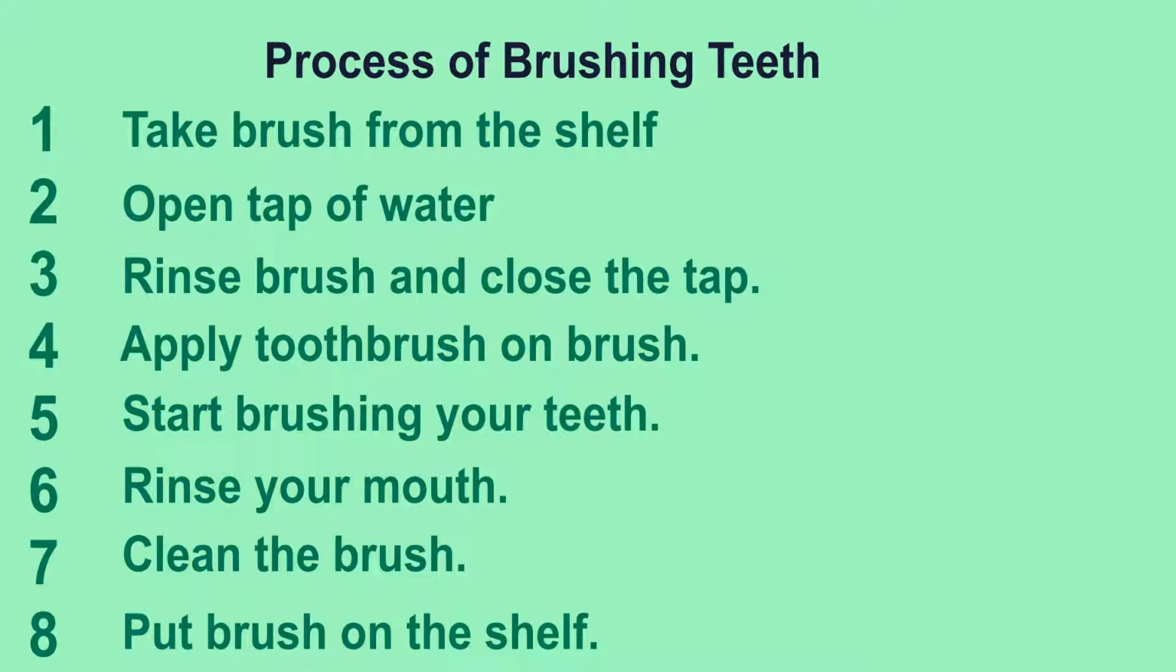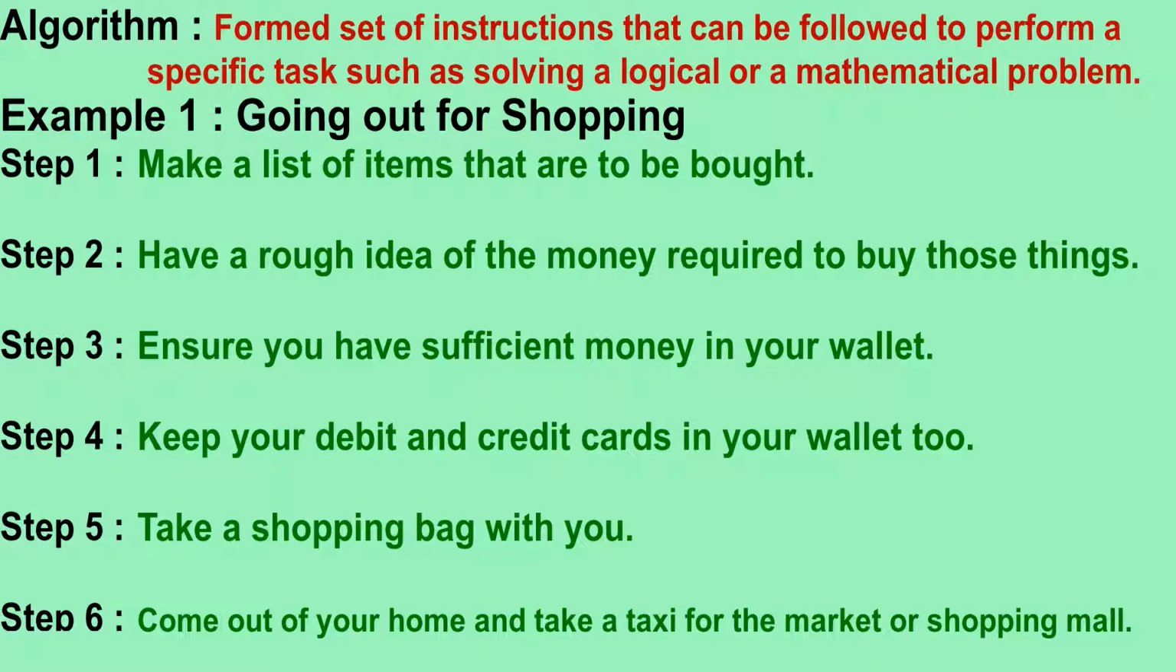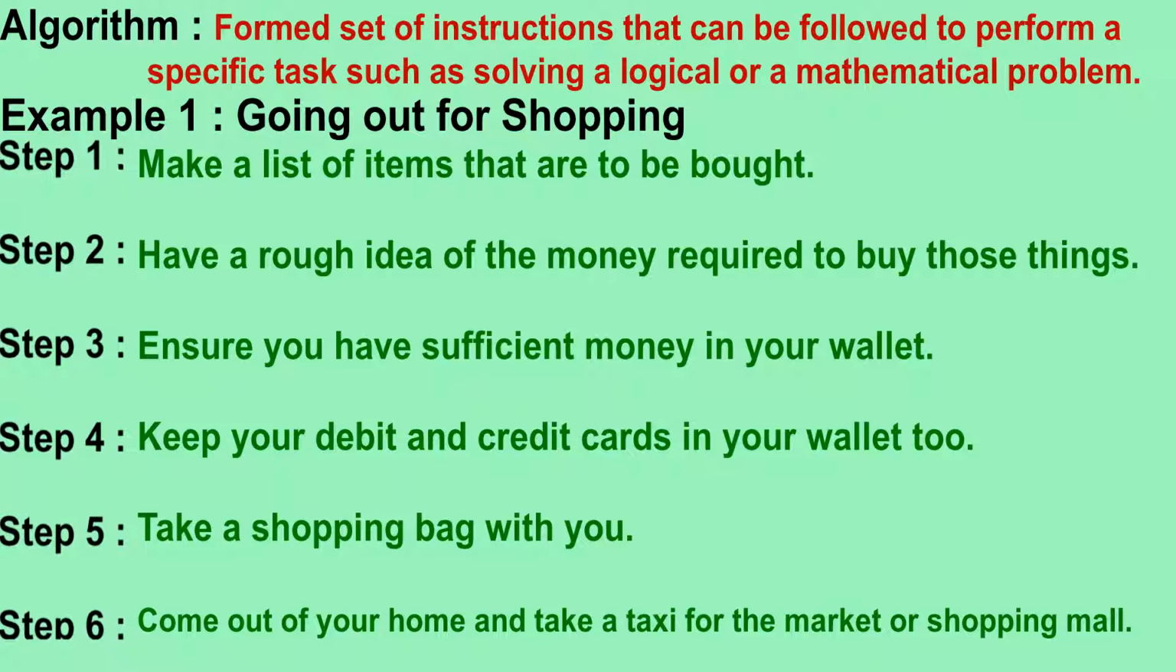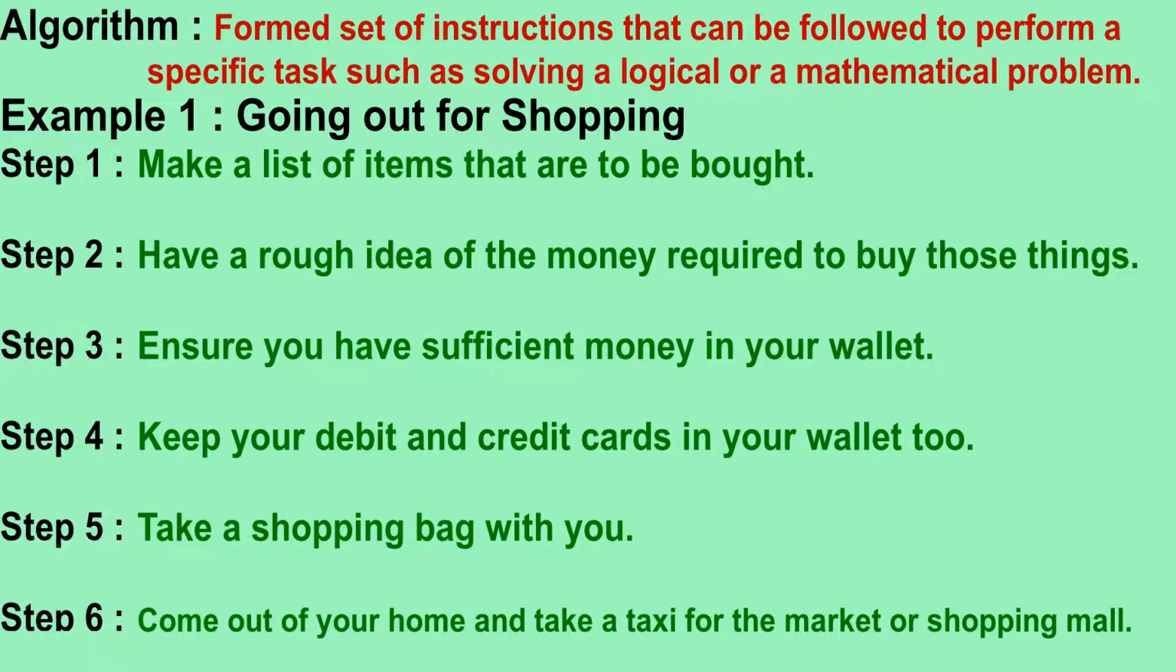Now, you will easily understand what is algorithm. Algorithm can be defined as a set of instructions that can be followed to perform a specific task, such as solving a logical or mathematical problem. Algorithm is always written in simple language and precise manner so that everyone can understand the steps.